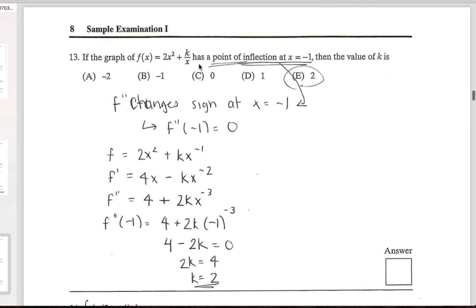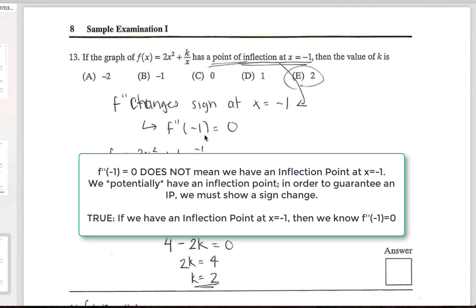In number 13, I really want to make a point of this because it says that f has an inflection point at x equals -1. So we know an inflection point means that f double prime changes sign at x equals -1 because that's where the inflection point is. Now, you've heard me say a million times that f double prime equals 0 does not mean that we have an inflection point. I'm going to say it again. f double prime equals 0 does not mean we have an inflection point. It means we potentially do. But if we know there's an inflection point at -1, then we know f double prime has to be equal to 0. Why? Because in order to change sign, we've got to go through 0. So once again, if f double prime equals 0, it doesn't necessarily mean that you have an inflection point. But if we know we have an inflection point, then we know that f double prime equals 0 there, okay?